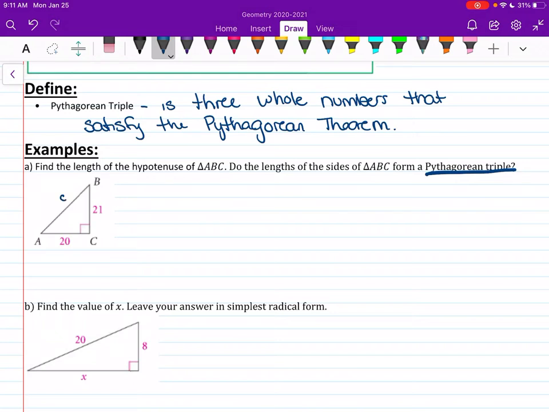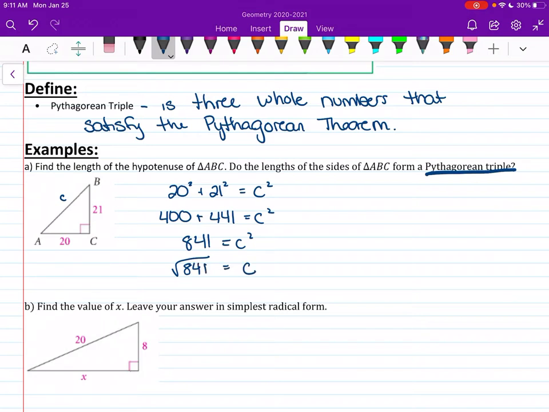Okay, so here we're going to call that side c. So I know 20 squared plus 21 squared equals c squared. So I'm going to get 400 plus, let me get out my calculator here. 400 plus 441 equals c squared. And then we're going to get 841 equals c squared. We're going to take the square root of both sides to get just c. And when I take the square root of 841, I get 29. So that's my third side.